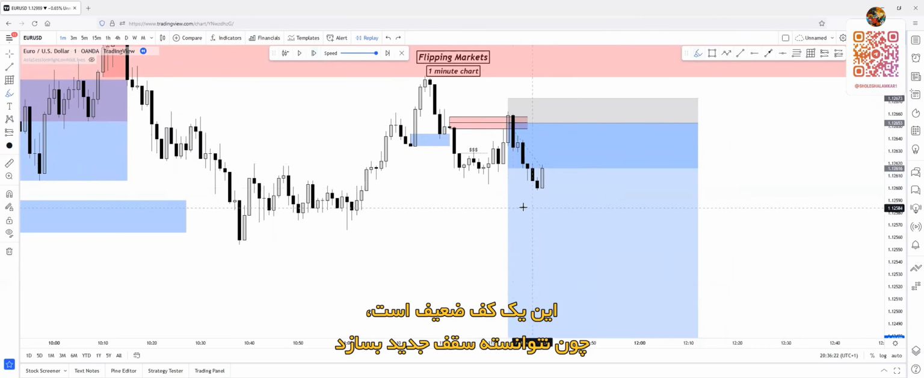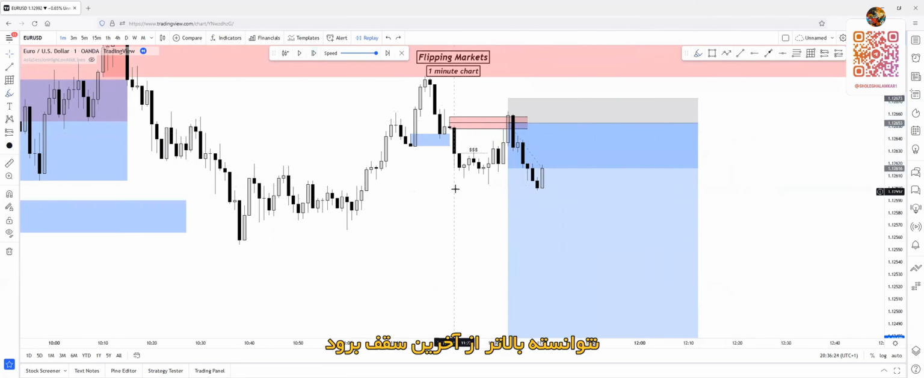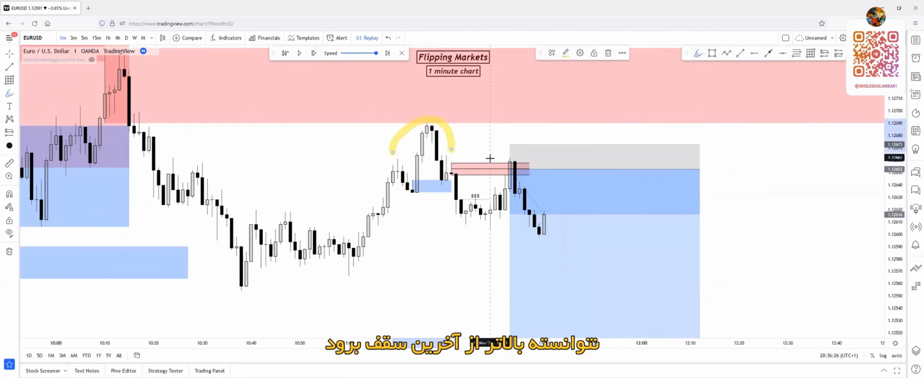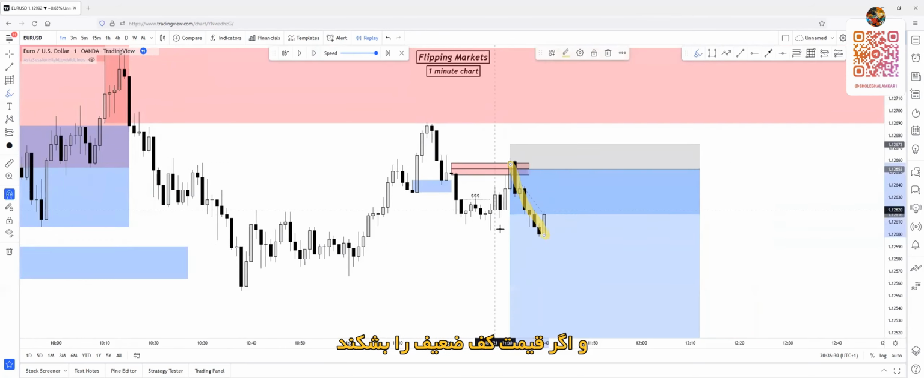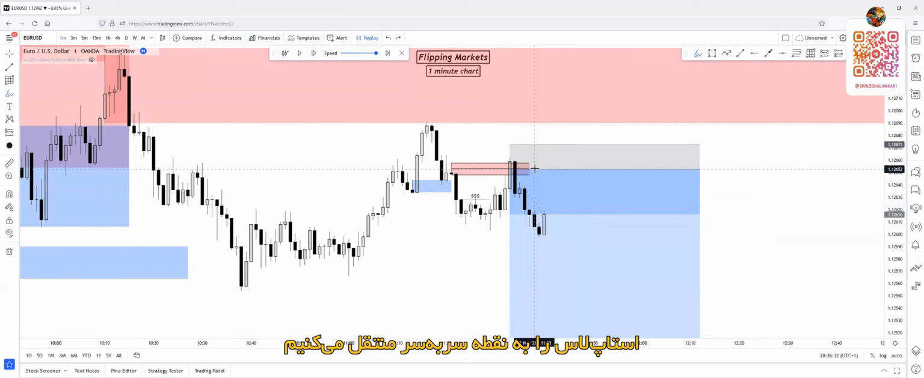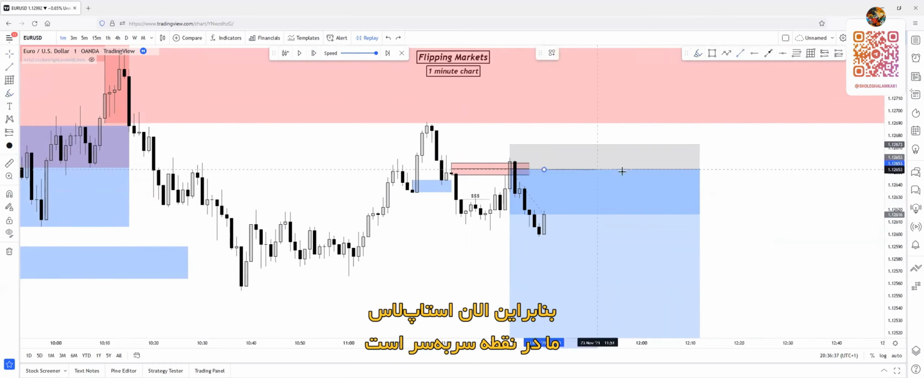And this low has been broken. This is a weak low because it couldn't create a new high. So it couldn't break above this last high point. So this means this is a weak low. And if price breaks through a weak low, we will set our stop loss to break even, as I said. So our stop loss is right now in break even.